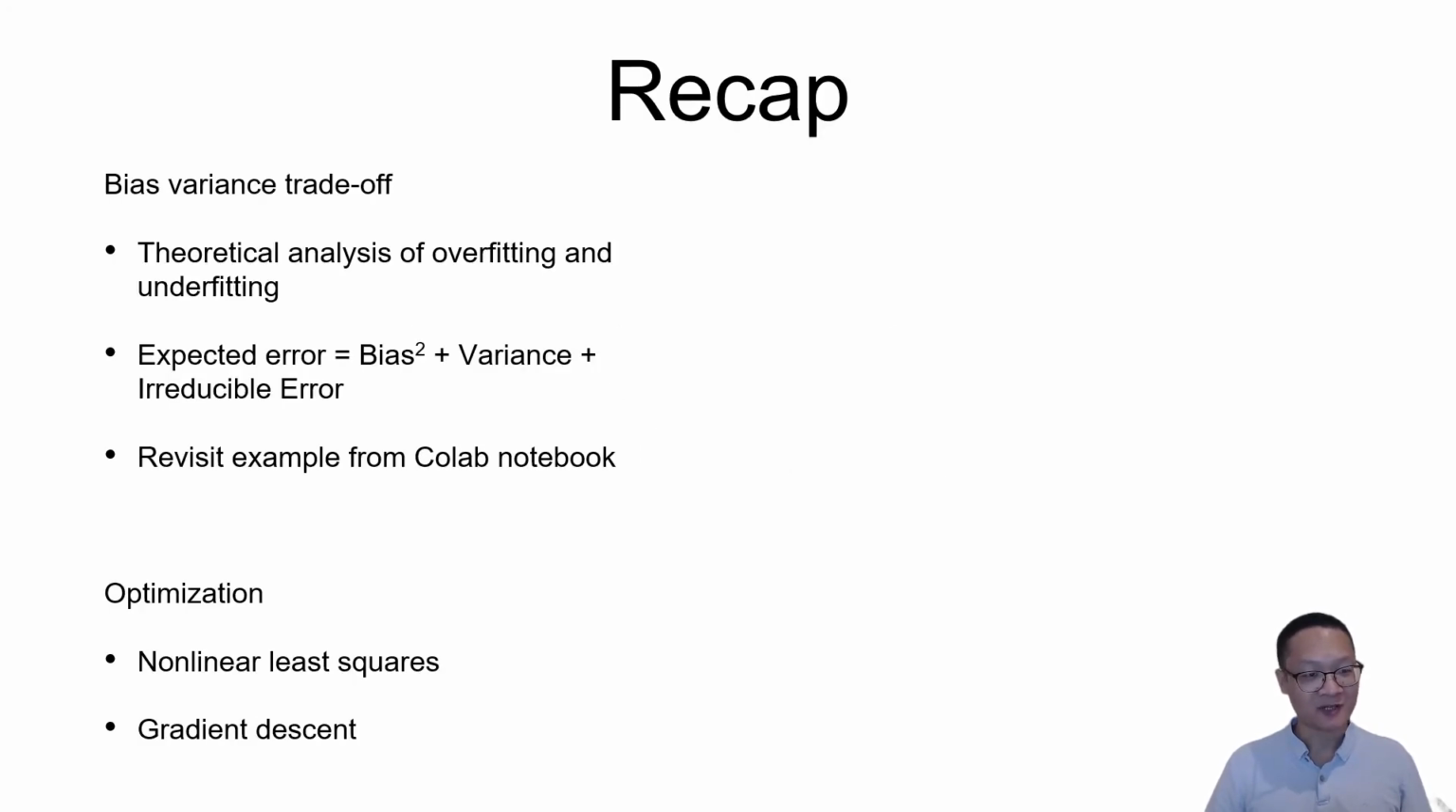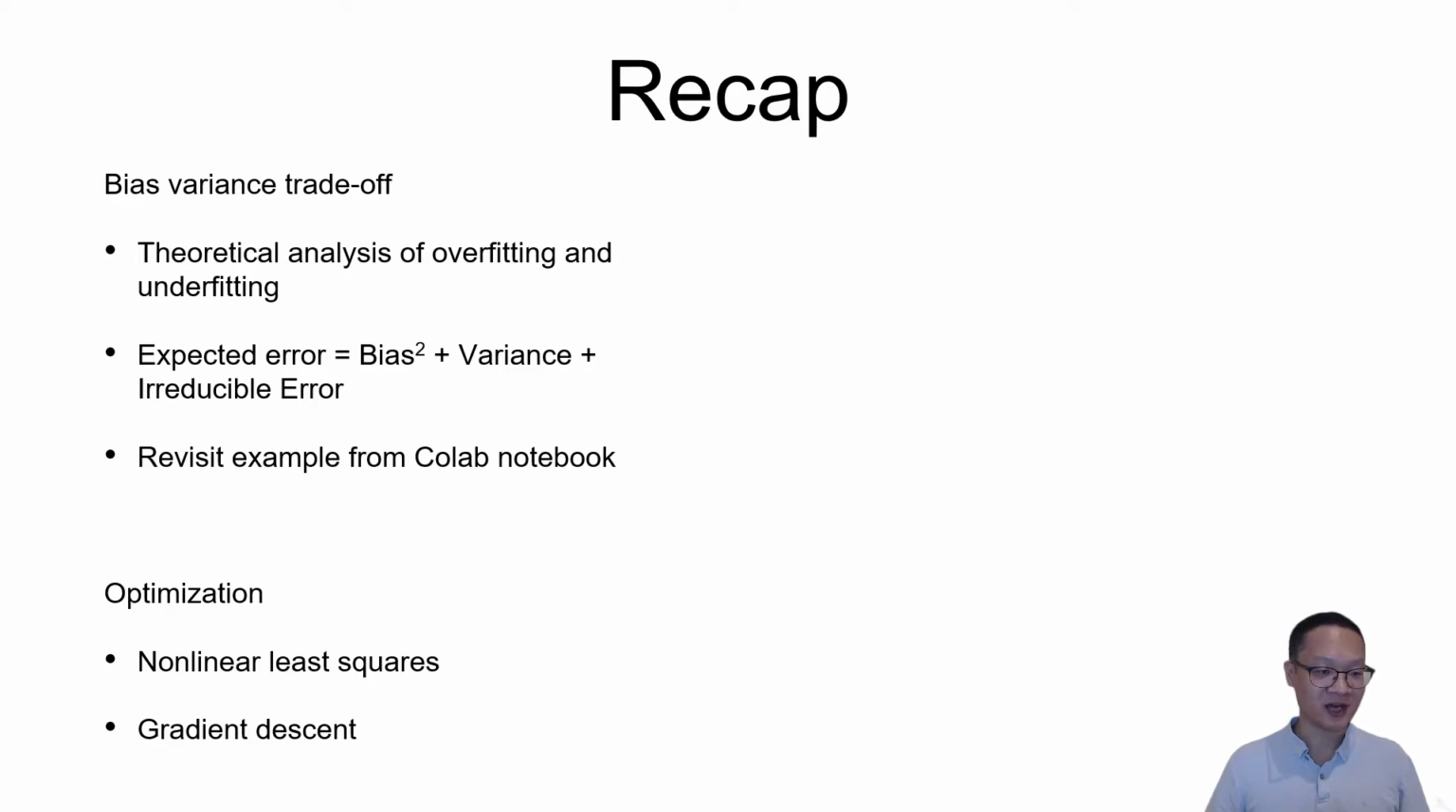So last time we talked about the bias variance trade-off. Basically, this is a theoretical analysis of overfitting and underfitting. The main result is that we have expected error equals bias squared plus variance plus irreducible error. And irreducible error, we can't really do much about that. That's just the noise from the data generation process.